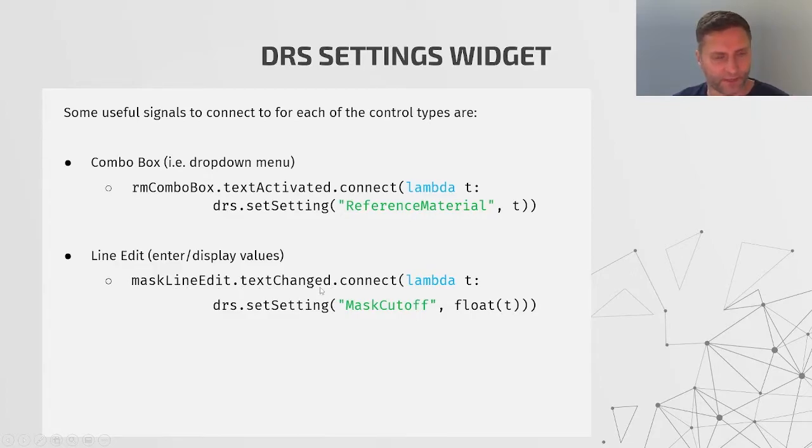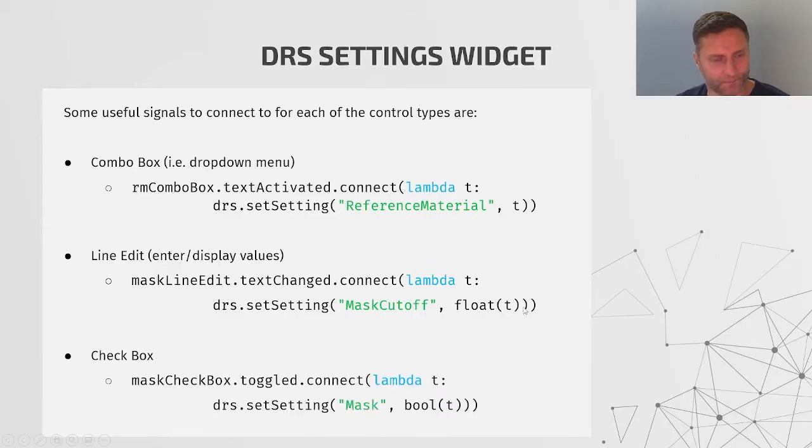So whenever the text is changed by the user, you'll want to connect that up to this function here, which takes the text and it updates the DRS settings. You give it the label of the setting you want to update. And if you want that setting to be a number, you would wrap it in this float function. If it's just text, you can leave that off. In this case, we would be setting a mask threshold, a value below which we will mask our results. So that's actually a number, so we're wrapping it in this float function here.